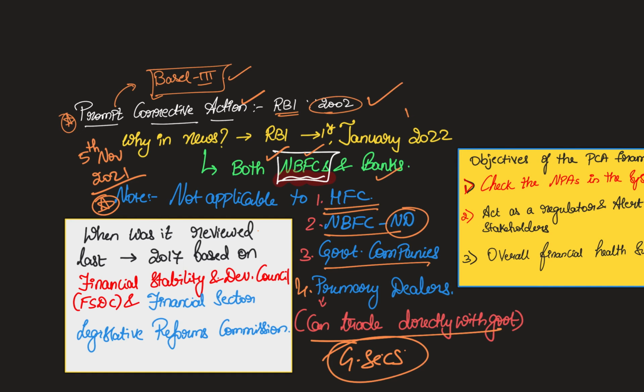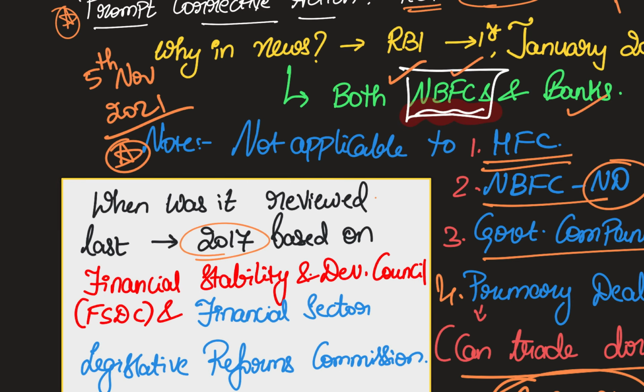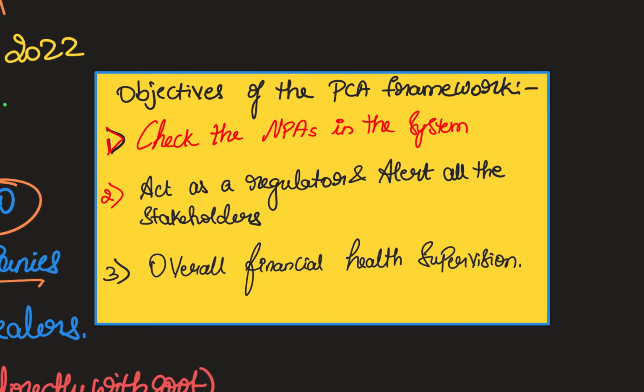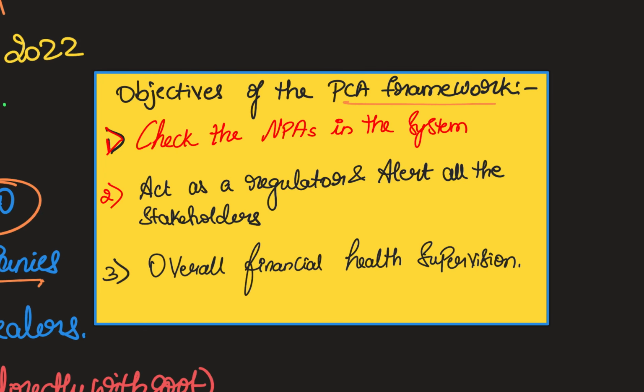So, when was this reviewed last time? It was reviewed in 2017 by the Financial Stability and Development Council and the Financial Sector Legislative Reforms Commission. Now, I want you to comment in the comment section below what you mean by this FSDC. If you are not aware of the answer, I'll explain in subsequent videos, but do comment about your knowledge of FSDC.